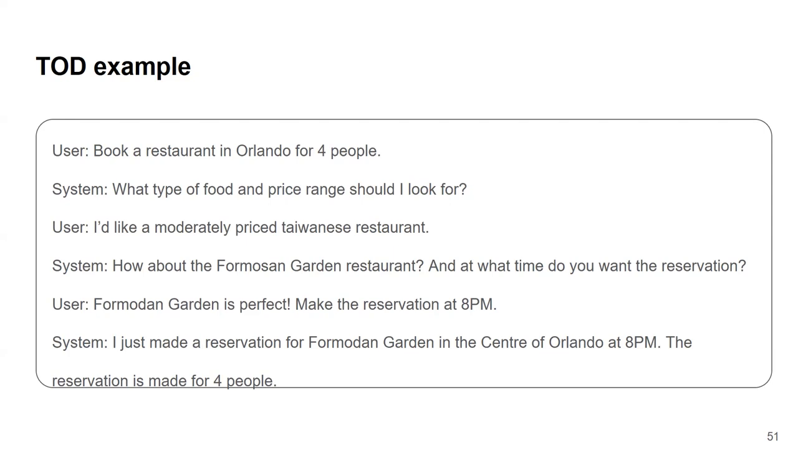Then you have a few turns in which they gather more information. And by the end, when there's enough information to make a good recommendation, it recommends the Formadon Garden in Orlando.